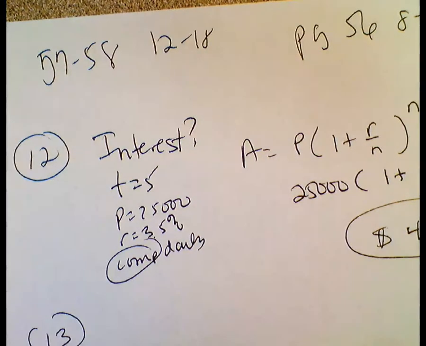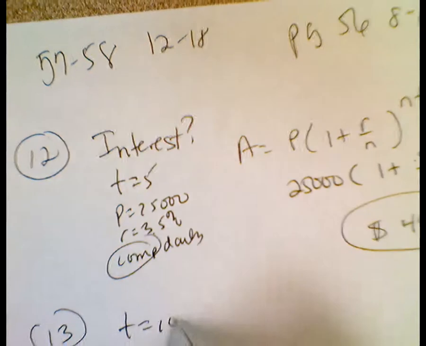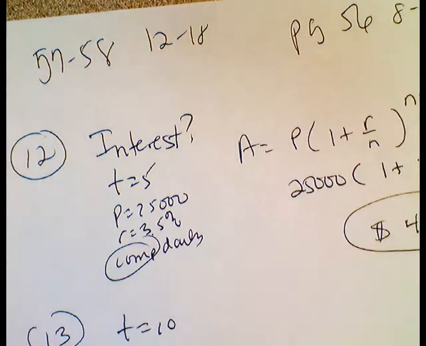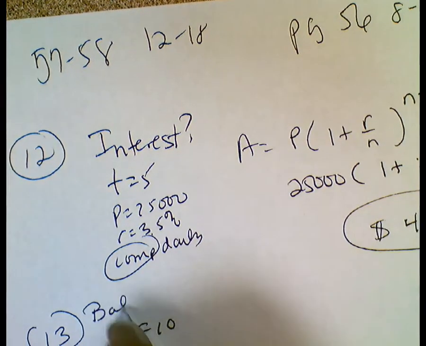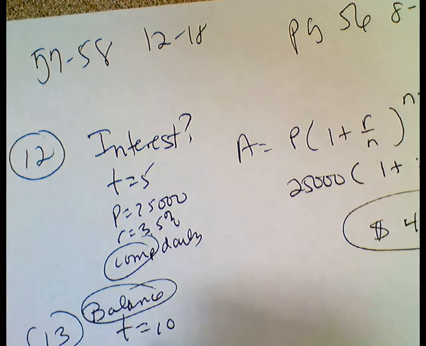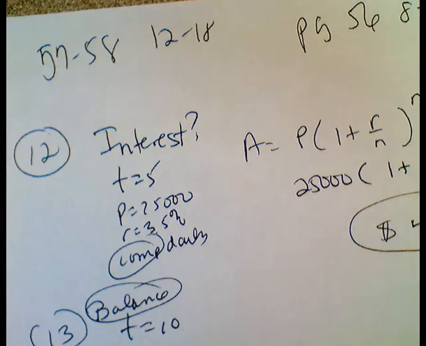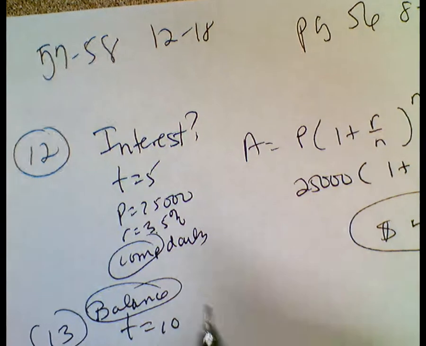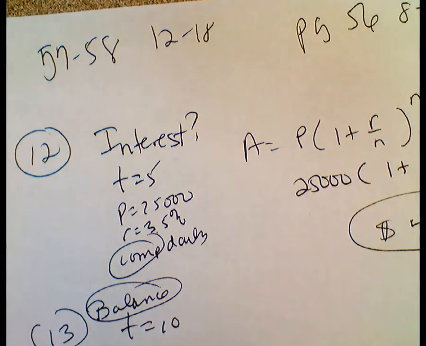13. Determine the balance after 10 years. This one just wants the balance. So this one's asking for balance, so this is not what we just did. This is the actual money in the account. That had an initial investment of $25,000. That's a different problem. P is 25,000.